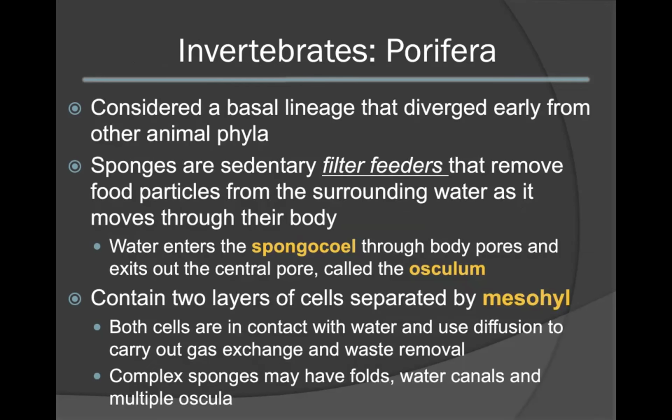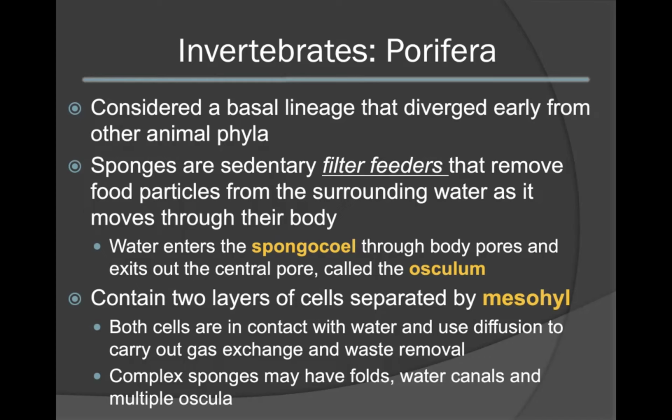We're first going to take a look at characteristics of the phylum Porifera, or the sponges. Sponges are considered to be a basal lineage that diverged very early from all the rest of the animal phyla. Sponges in general are sedentary filter feeders. They can remove food particles from the surrounding water as the water passes through their body. Water will pass through body pores and enter into the central cavity called the spongocoel. It will then exit out the central pore, which is called the osculum.